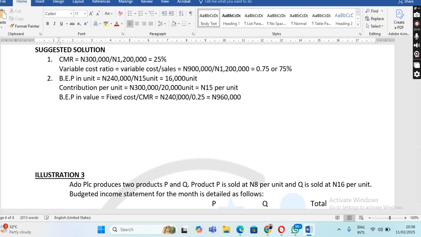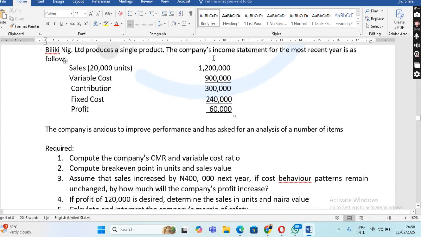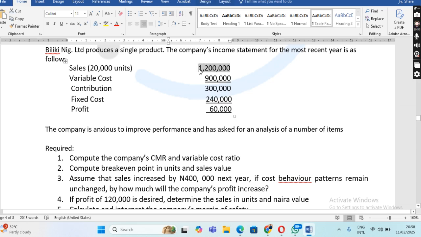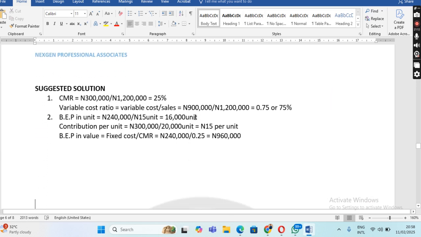You can see if you multiply 16,000 units times the selling price, let's check it out. What will be the selling price? If you want to get the selling price, this is the total divided by the units, and you have your selling price per unit. What is the selling price? 60 naira. Now, multiply 60 naira times 16,000 units, and you have 960,000. And that is how it works. So that is another way.